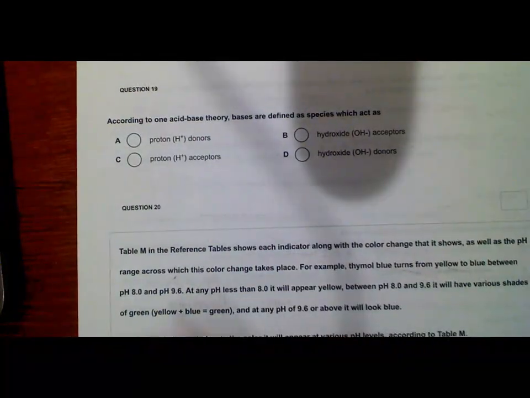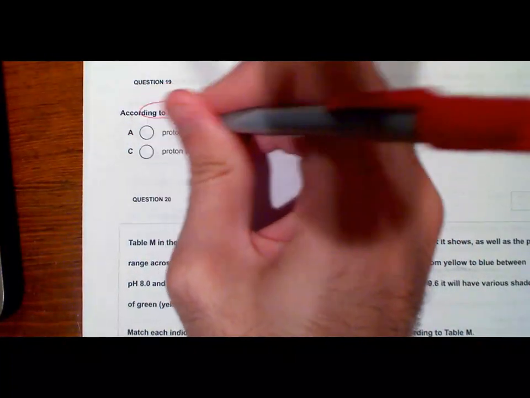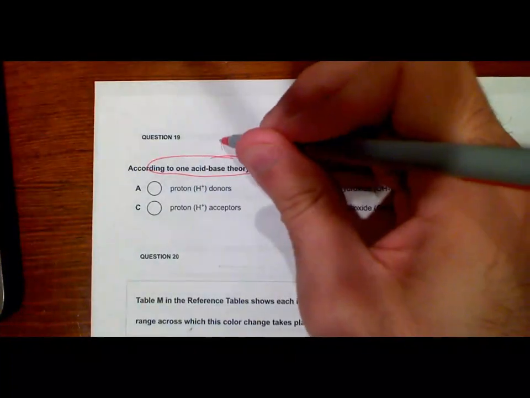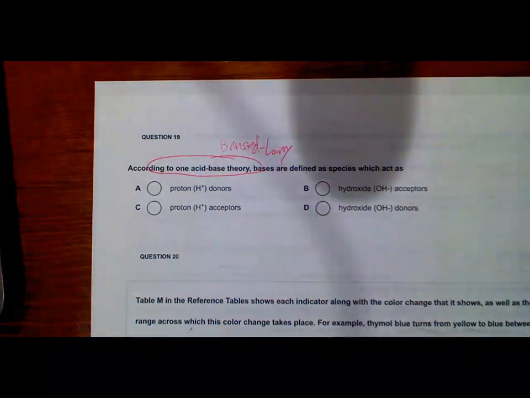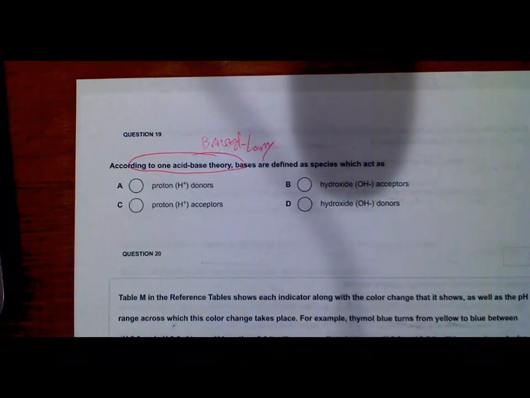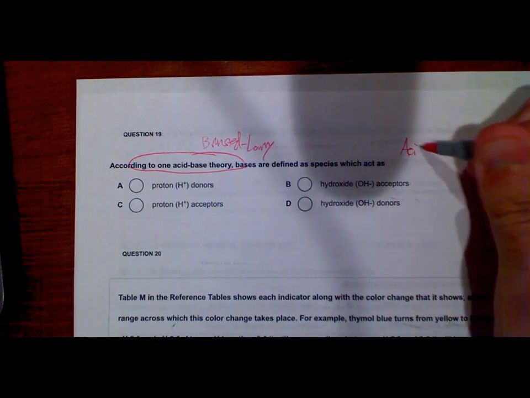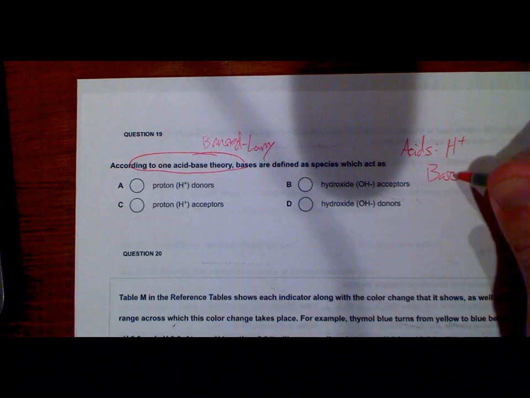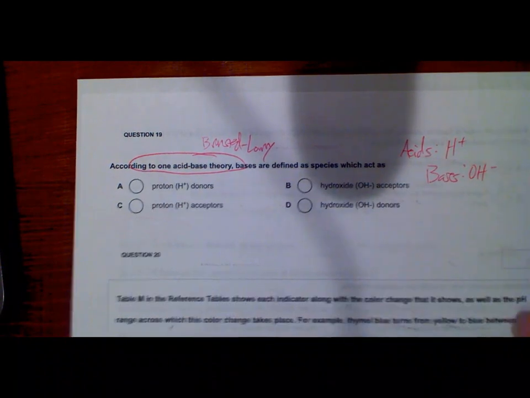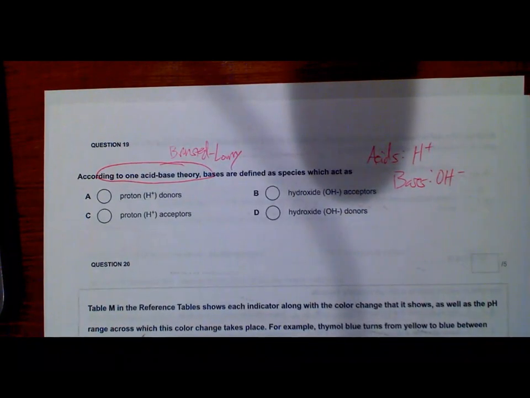Right, let's look at maybe 1 or 2 more real questions. We got some fill in the blanks. According to one acid-base theory, as soon as I see that phrase, one acid-base theory, that is Bronsted and Lowry that we're referring to in the question. Those are the 2 guys that did not agree completely with Arrhenius. Arrhenius said that acids give off this H plus and bases release OH minus in solution. That's when the H and OH go together and form water.